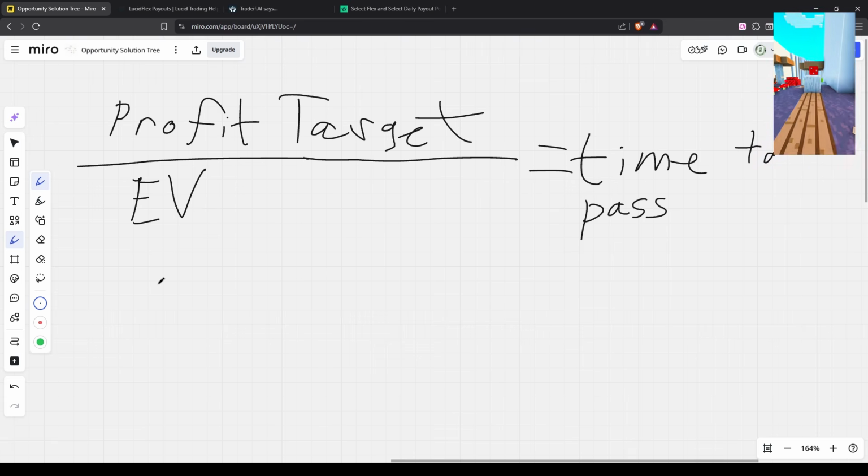Again, nothing is financial advice. That's just what I think about it. So without being aggressive, you will spend months trying to pass an eval and eventually blow it. So you definitely shouldn't do it.